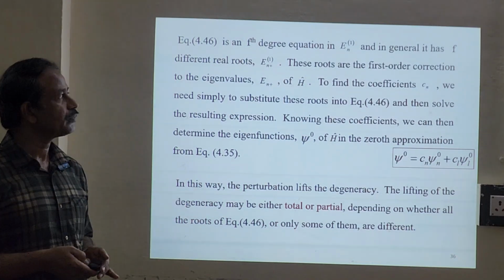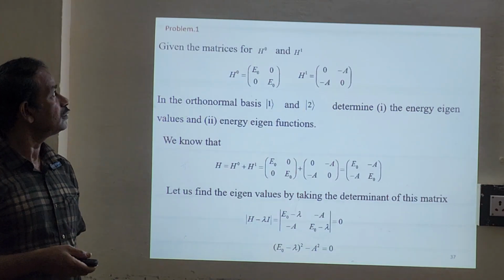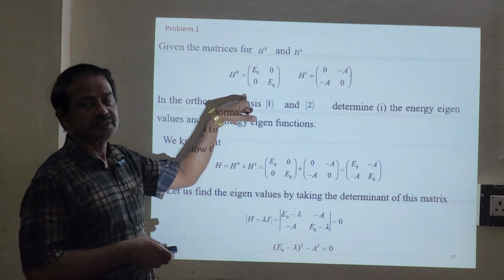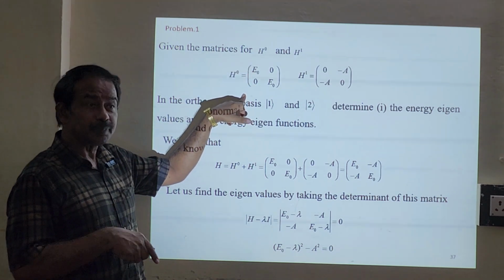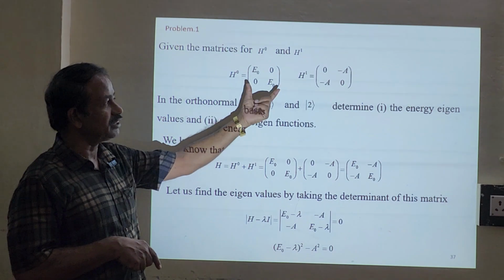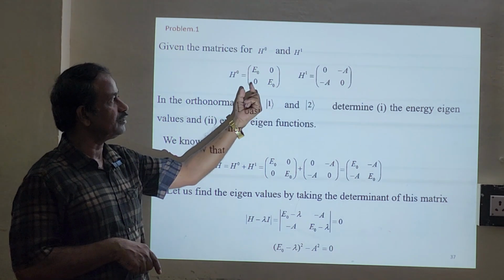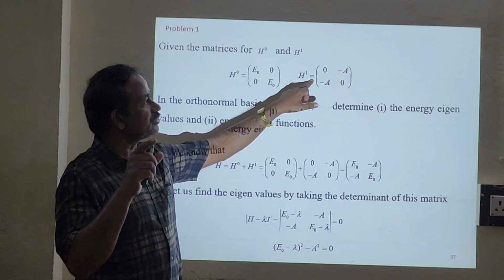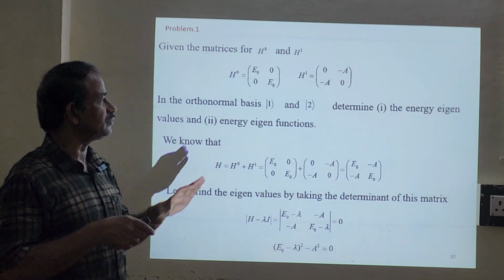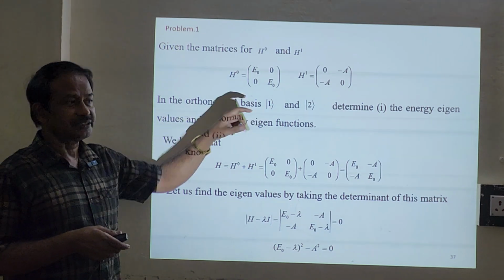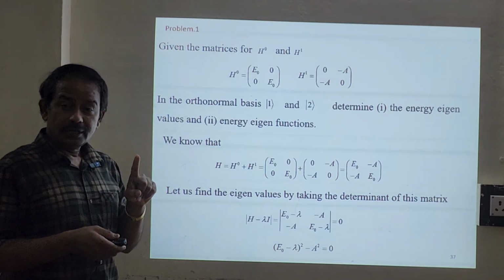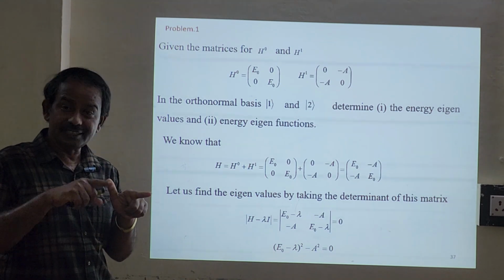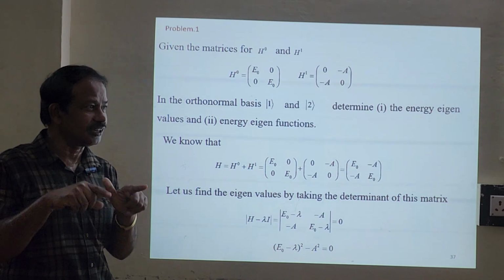Is it okay? So now we'll solve one problem. Given the matrices for H0, this is for the ground state, the unperturbed term. The unperturbed Hamiltonian is given by a 2 by 2 matrix, E0, 0, 0, E0. And you are going to apply the perturbation. The perturbation is H1 equals 0, minus A, minus A, 0. And the orthonormal basis 1 and 2. These wave functions should always be orthonormal, meaning they are orthogonal to each other.